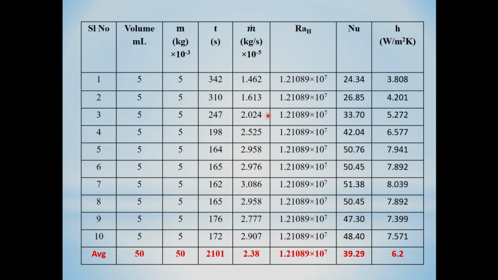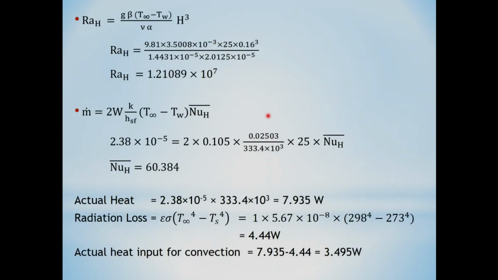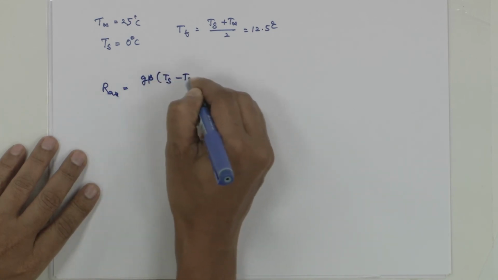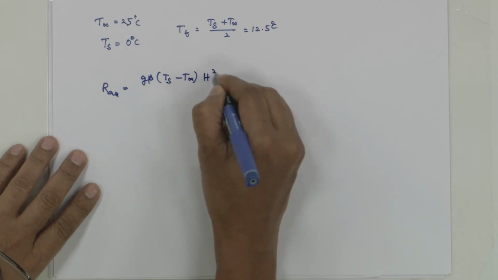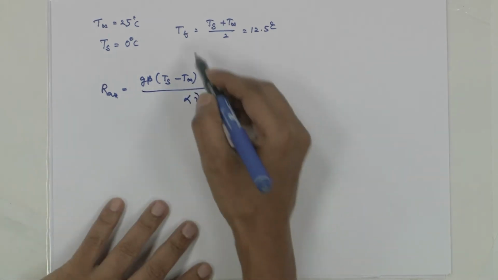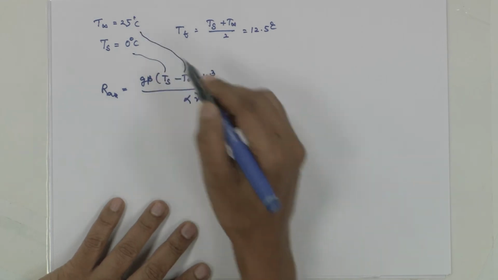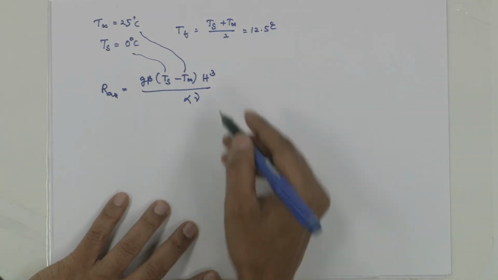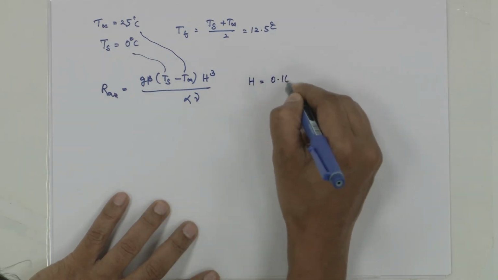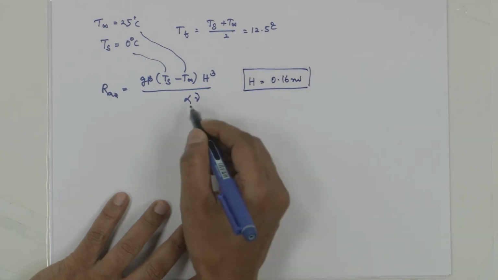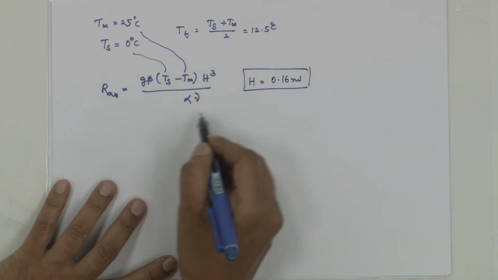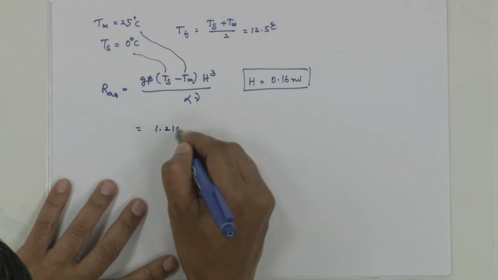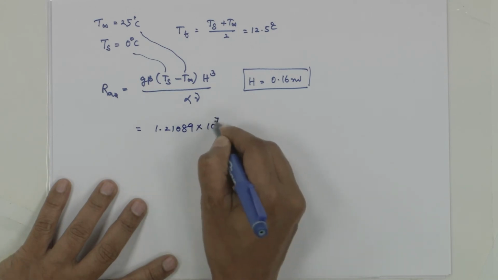So the Rayleigh number, how do you calculate the Rayleigh number? Rayleigh number equals g beta (Ts minus T infinity) h cubed upon alpha nu. You will substitute Ts as 0, T infinity as 25. It doesn't matter, you can flip to T infinity minus Ts, since a negative Rayleigh number has no meaning. The height h is 0.16 meters, and if you substitute all the properties as given here, you get 1.21089 into 10 to the power of 7, that means it is laminar.